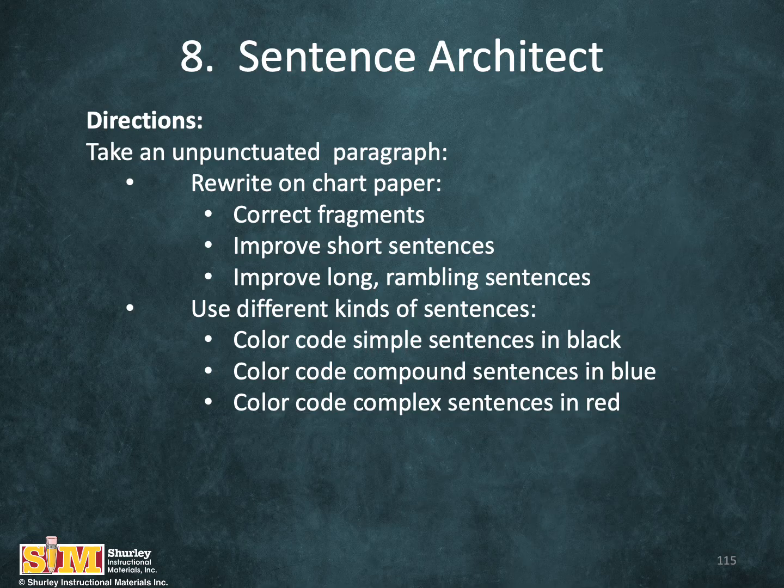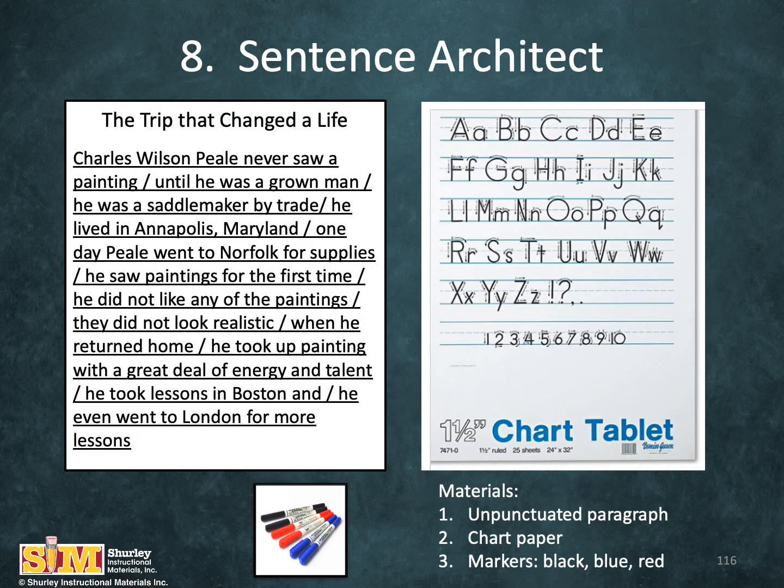They will use different kinds of sentences with the color code system. Color code simple sentences in black, color code compound sentences in blue, color code complex sentences in red. Students will need an unpunctuated paragraph, chart paper, and markers in black, blue, and red.